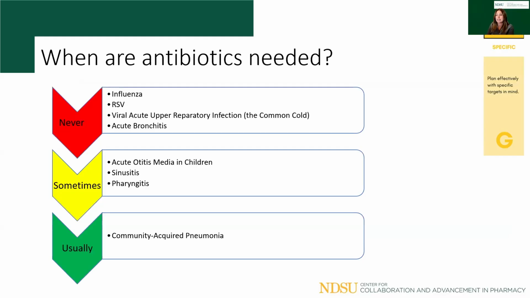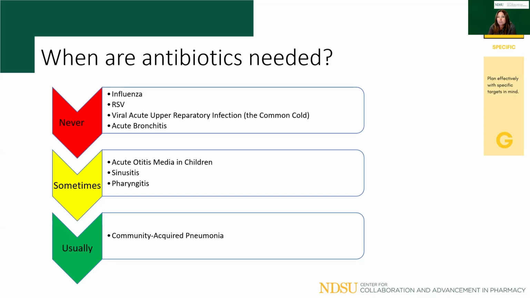So what I look at is what antibiotics or when antibiotics are needed. And when we look at this, community-acquired pneumonia, it's hard to know if you have a viral or bacterial pneumonia, so you're going to probably, more than likely, prescribe antibiotics for that, which is appropriate. But sometimes when we look at things like pharyngitis, sinusitis, and acute otitis media, we don't always have to give antibiotics. And so those are sometimes antibiotics.